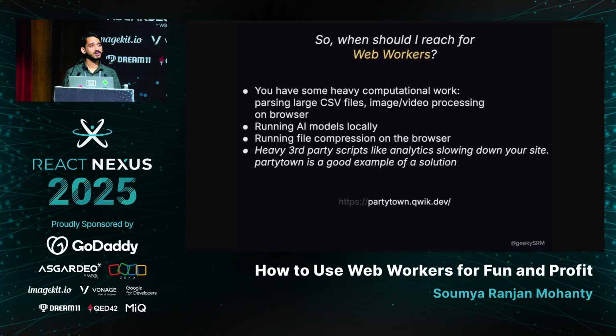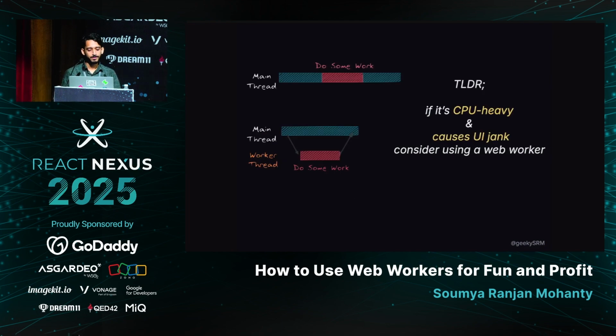Next we have heavy third-party scripts like Google Analytics. You can offload that to the web worker. Partytown is a good example of a solution. You can look into that if you're interested. So TLDR, you can remember, if it is CPU heavy and if it is causing UI jank for your users, consider offloading that to a web worker.